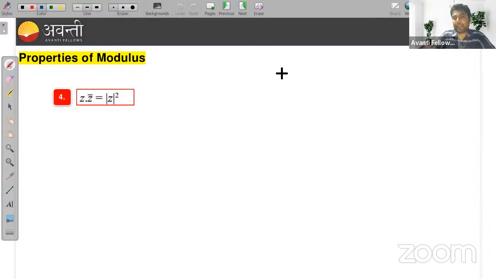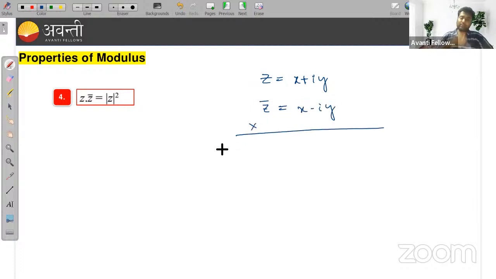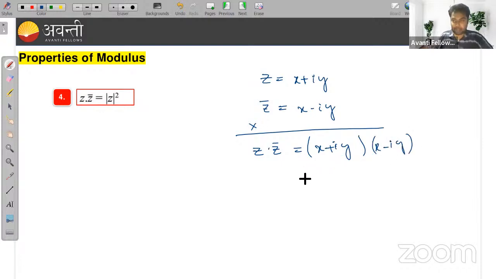Let me take Z equal to x plus iy, and the conjugate of Z is x minus iy. If you multiply both complex numbers, z into conjugate of z, that is x plus iy into x minus iy. So a plus b into a minus b gives x square minus i square y square, and i square is -1, so minus minus will be plus, giving x square plus y square.